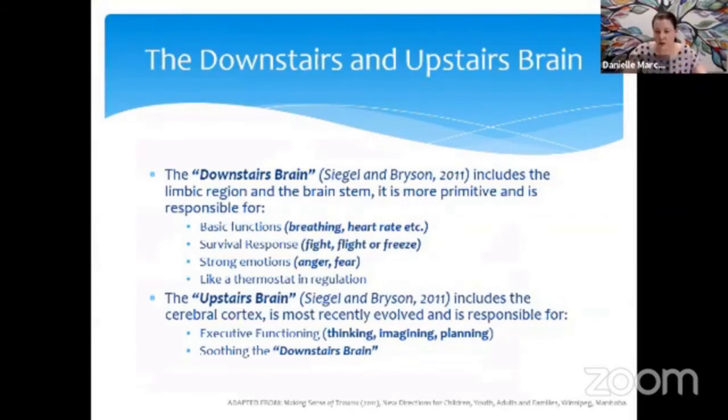So all these words you're throwing at them, okay, stop doing that, don't throw the ball, don't do this, they're not even hearing you. They're not reasoning. There's no connection being made. So in those moments, it's important to think of that hand-brain model and think, okay, they're disconnected right now. They can't reason because they don't have access to their upstairs brain in this moment of disconnection. So we're going to talk about how to reconnect the upstairs to the downstairs.